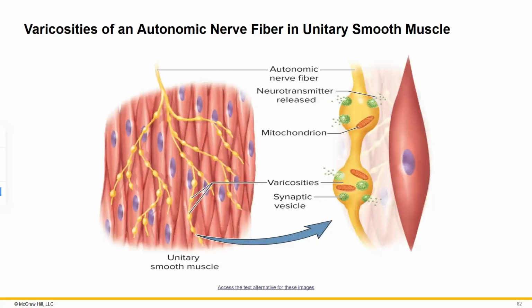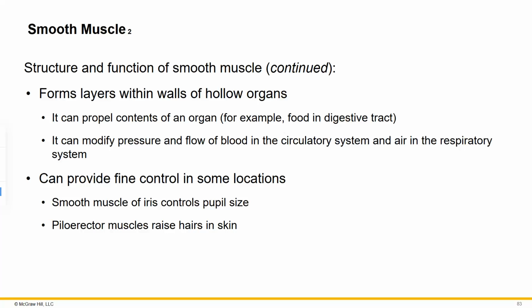This shows a diagram of the innervation and varicosities of smooth muscle. It forms layers within the walls of hollow organs. It can propel contents of an organ, for example, food in the digestive tract. It can modify pressure and flow of blood in the circulatory system, surrounding the walls of the blood vessels. It can provide fine control in some locations. Smooth muscle contractions of the iris control pupil size.